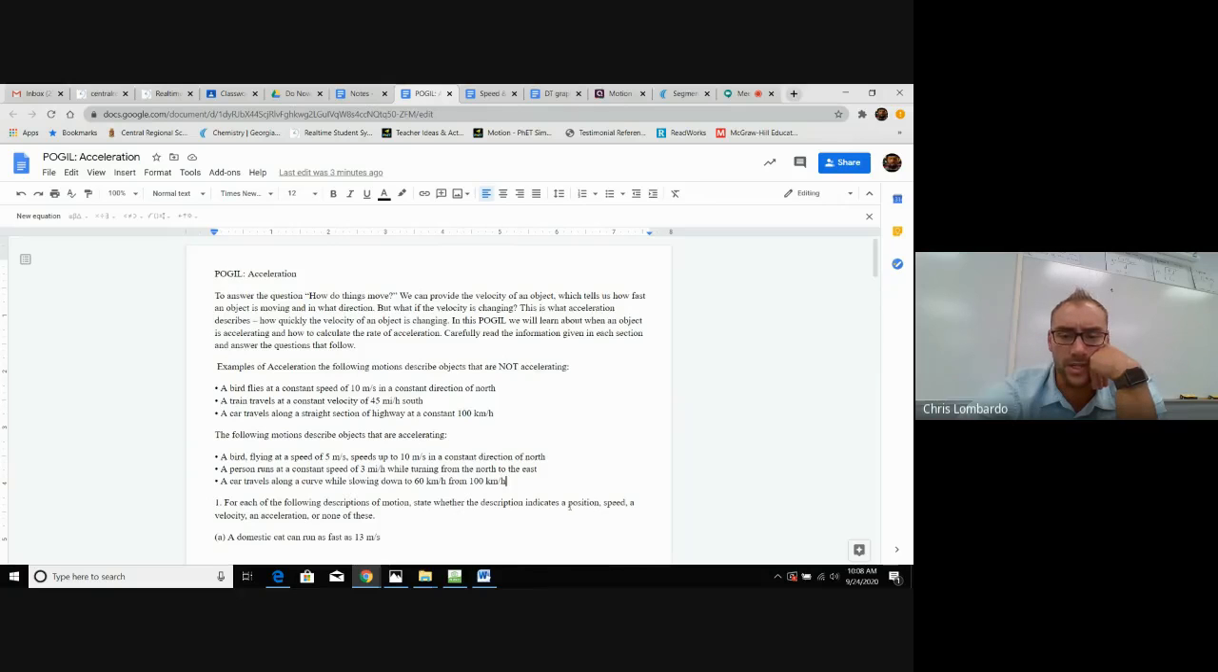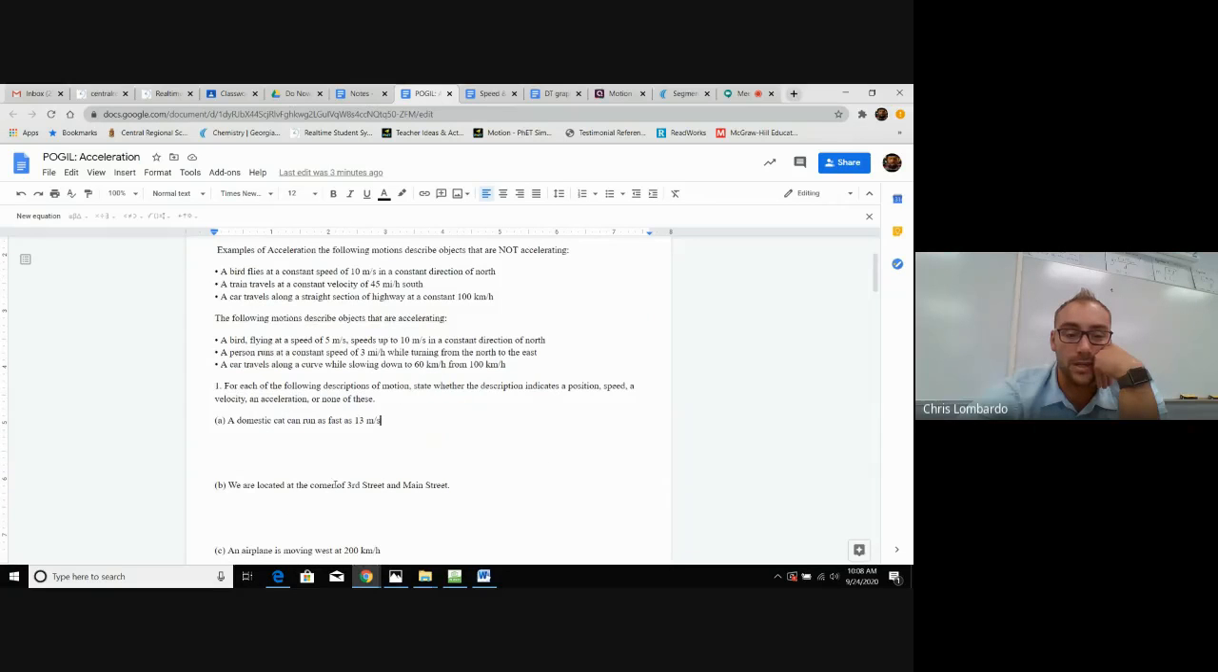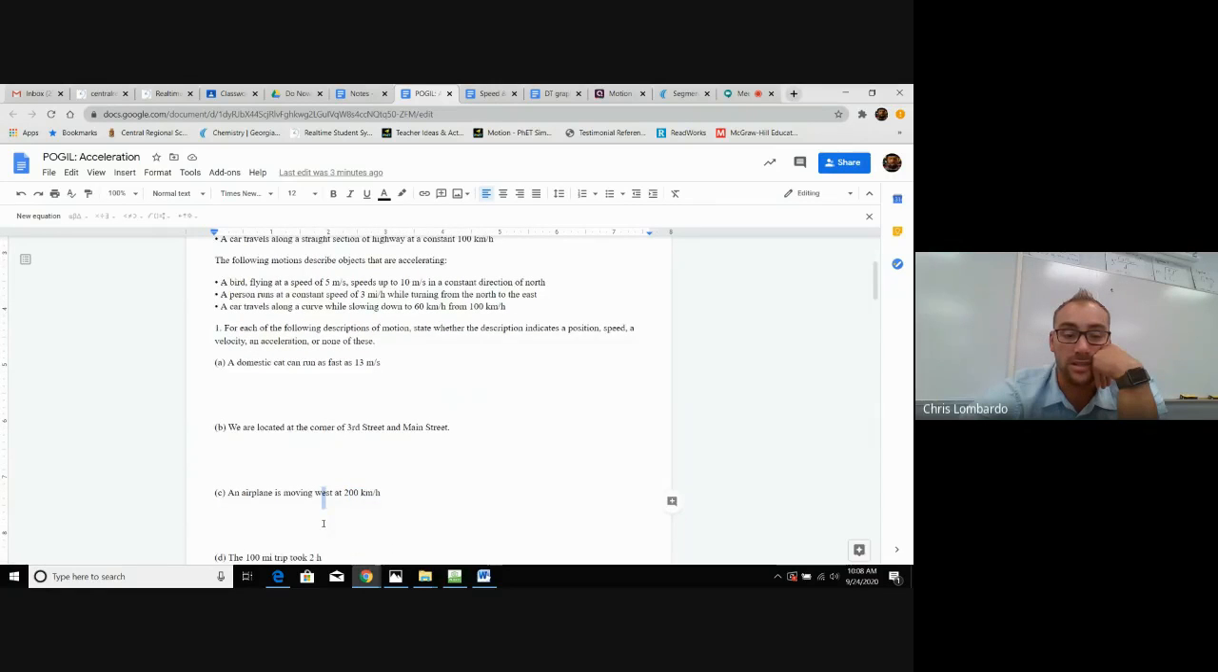In this one, they ask you to indicate a position, a speed, a velocity, or acceleration, or none of these. A domestic cat can run as fast as 13 meters per second. Well, that would just be a speed. You're located at the corner of 3rd and Main Street. That's telling us a position. An airplane moving west at 200 kilometers an hour: speed with a direction. That's velocity.